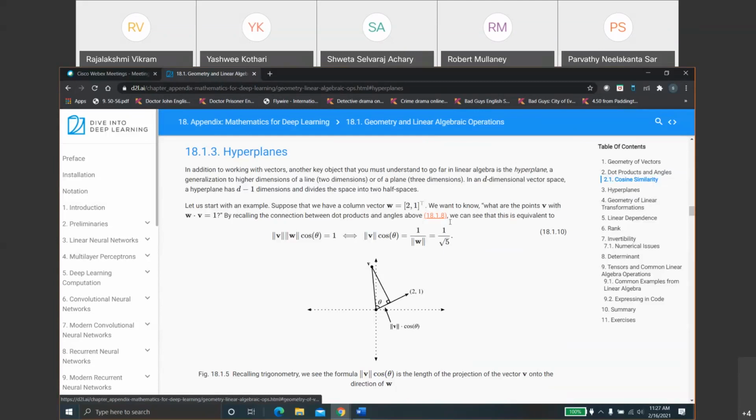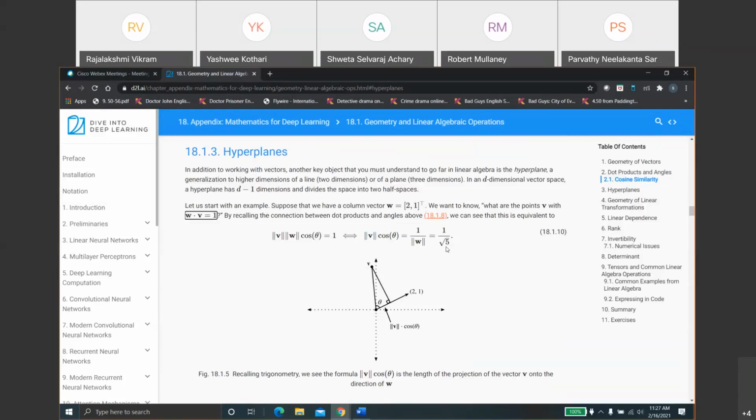For example, consider a vector W (2, 1), and we want to find points V that satisfy the condition W dot V equals 1. You know the dot product of W and V from the previous discussion. It's norm of V into norm of W cos theta, and we want this to be 1. We know the W vector, so we can find the norm of W, which is root of 2 square plus 1 square, which is root 5. So we know that V cos theta should be 1 upon root 5.